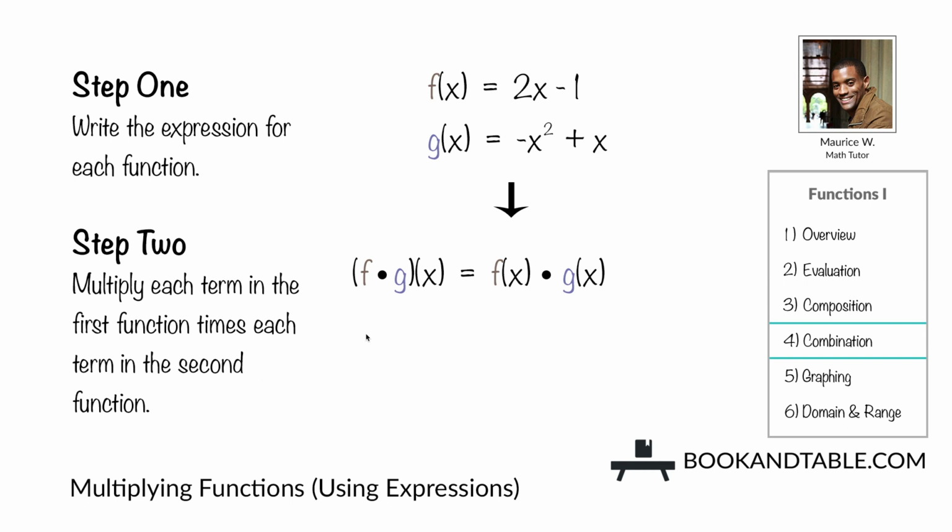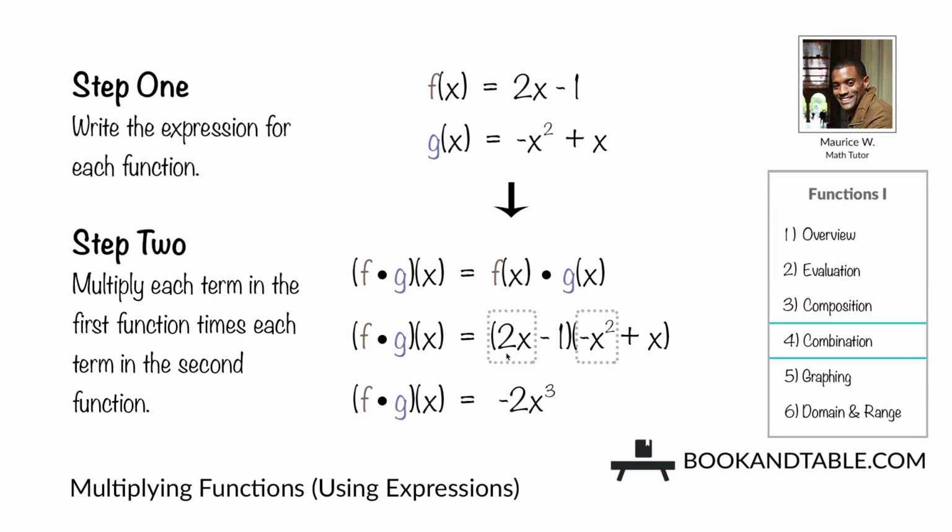So first, we want to write the expression for each function. So we want to write out the f function and we want to write out the g function, which would be 2x minus 1 times negative x squared plus x. Since we're multiplying, we keep both these expressions in a set of parentheses. And step 2, multiply each term in the first function times each term in the second function. This is the FOIL method.